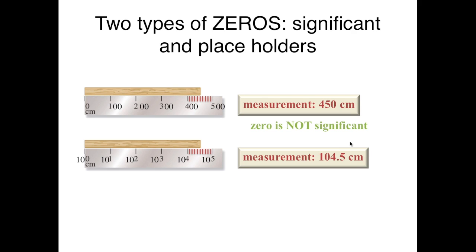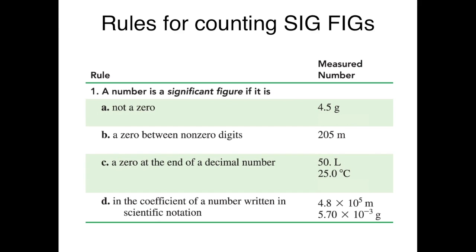In the second case, this 0 is significant, because the number is significant all the way to the tenths value, and anything beyond that is significant, right? So this 0 is significant. So there are rules to counting significant figures, so let's go over them systematically. Let's go over this one by one.